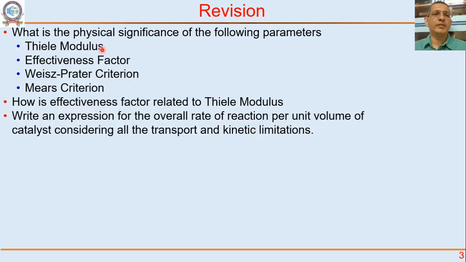Just to help you revise: what is the physical significance of Thiele modulus, effectiveness factor, Weiss-Prater criteria or Weiss-Prater number if you like, Mayer's criteria? How is the effectiveness factor related to Thiele modulus? Write an expression for overall rate of reaction per unit volume of the catalyst considering all the transport and kinetic limitations. If you answer these questions, it will be an automatic revision of all the previous lectures. Then you can better appreciate what is going to come in this lecture.